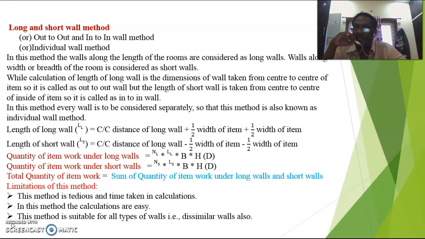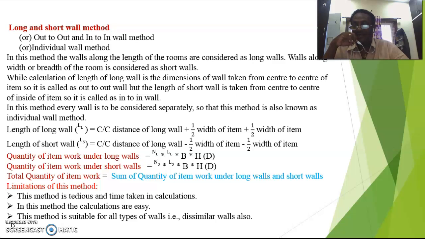While calculating the length of the long wall, the dimension is taken from center to center of the wall, so it is called out to out, but the length of the short wall is taken inside the wall. So you can call it the in-to-in method. Long wall and short wall are taken separately, so this method is also called the individual wall method. In this method, every wall is considered separately. Sometimes there are different rooms, and other walls are called cross walls: long wall, short wall, and cross wall.